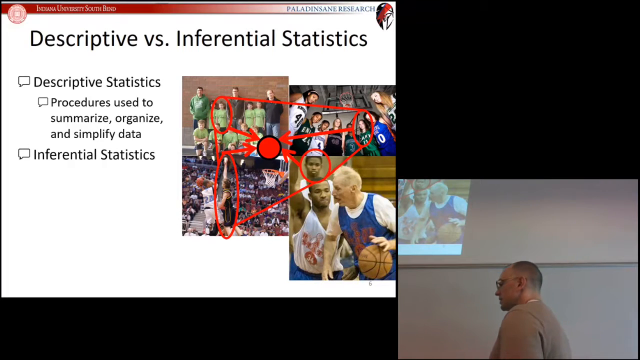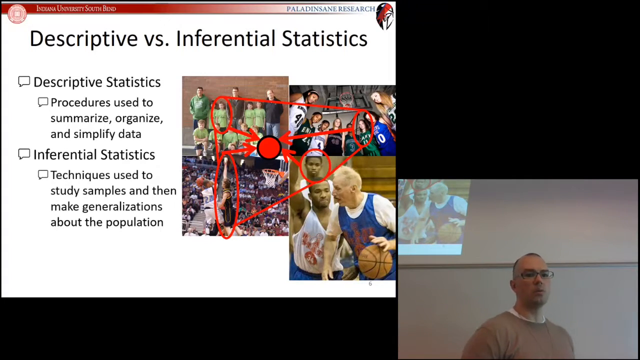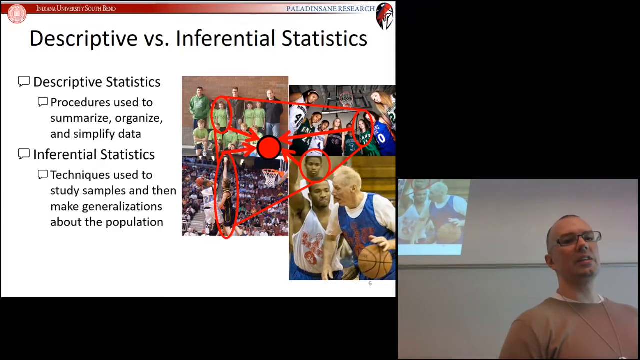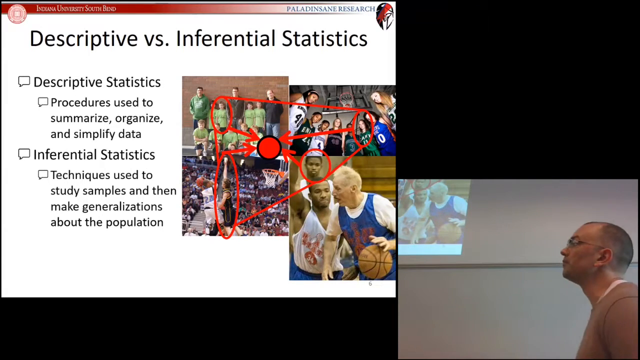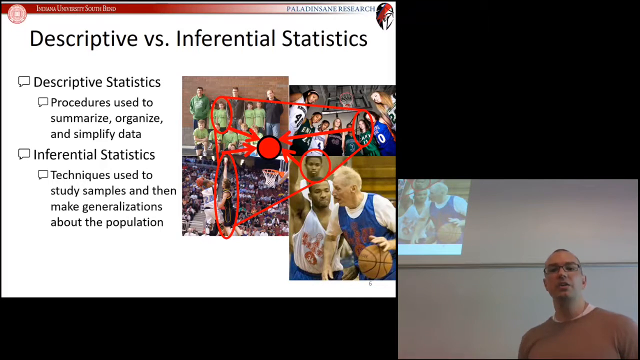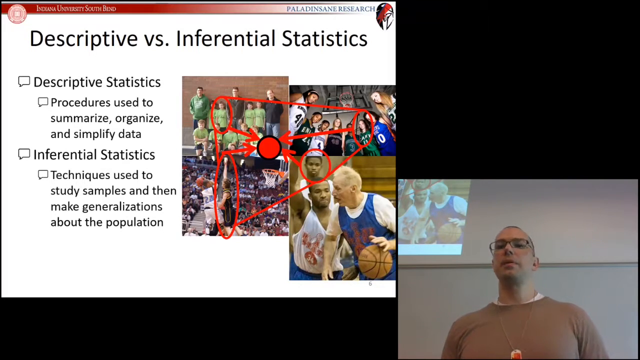Inferential statistics, on the other hand, is when you use statistics to make generalizations about a population. So inferential statistics is really where the power of statistics comes out in psychology. It's actually what makes psychology possible, because in psychology, we only ever study samples. And what we do after we study those samples is we make generalizations about the population.